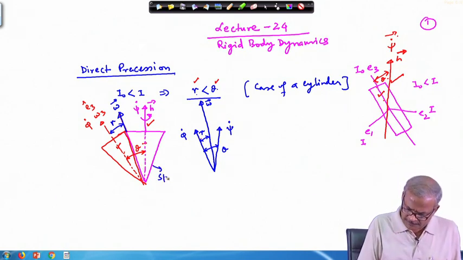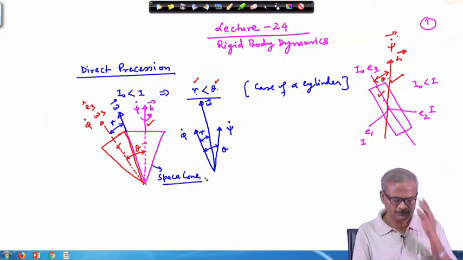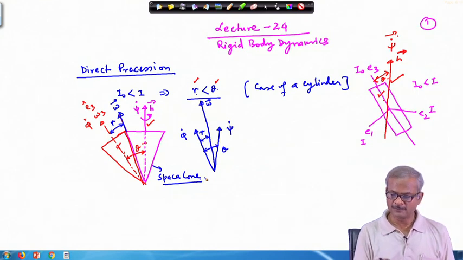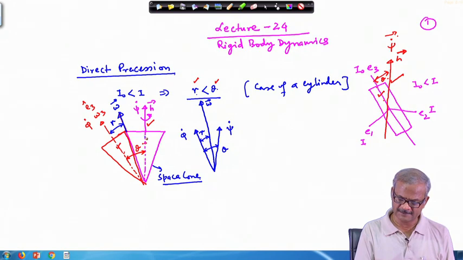So, this is your space cone now. This is a way of visualization. We are visualizing in terms of two cones. So, how will the motion of the cylinder appear? The motion of the cylinder will appear as such.